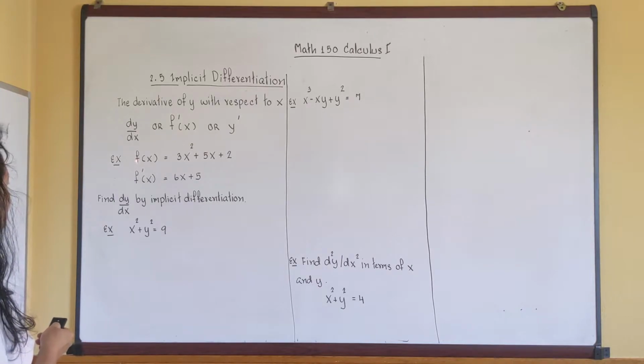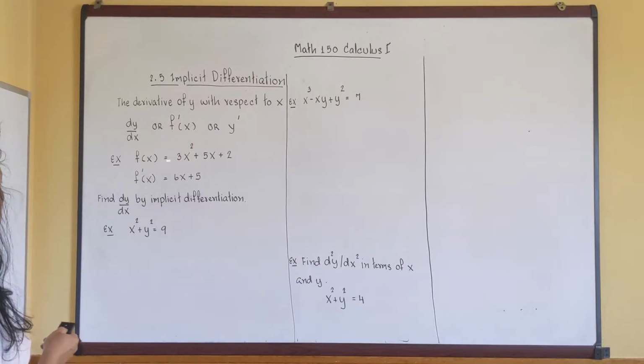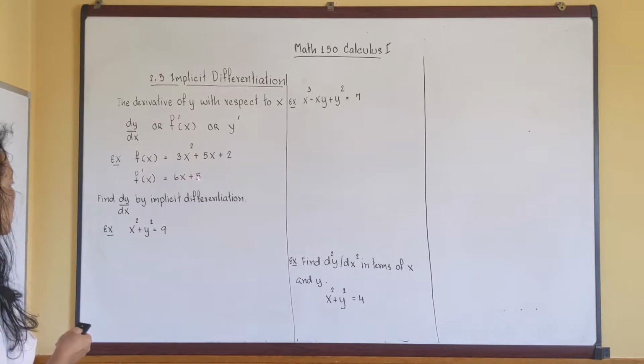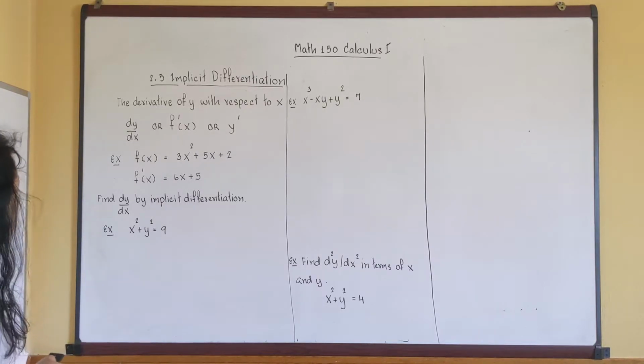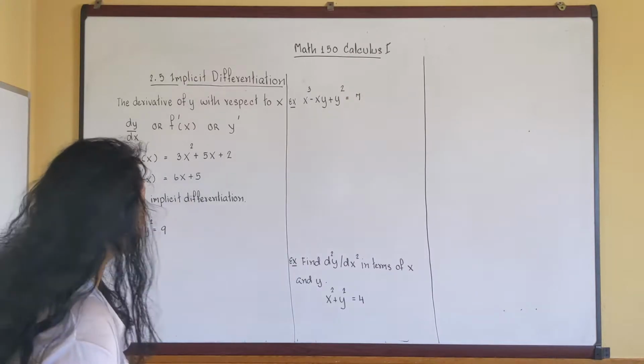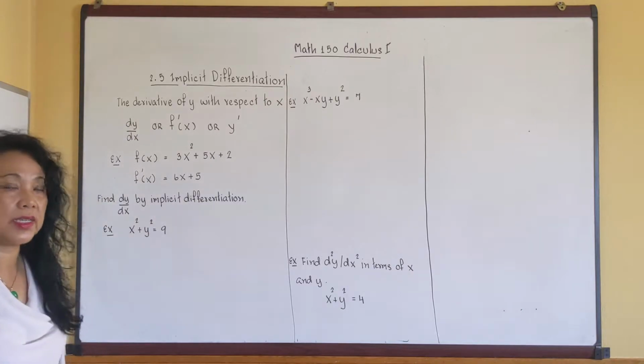Let's review what we did last time. If you have a function f of x equal to 3x squared plus 5x plus 2, and we take the derivative of this function, you're going to end up with 6x plus 5. In this example, you have one variable, which is x. Now, look at this example. I have x and y. So we're going to use the method of implicit differentiation here.